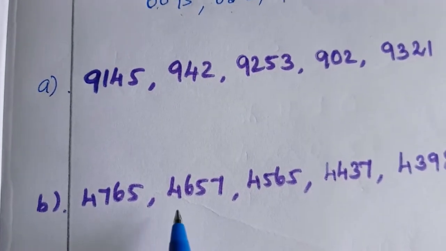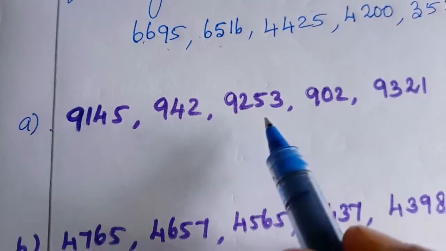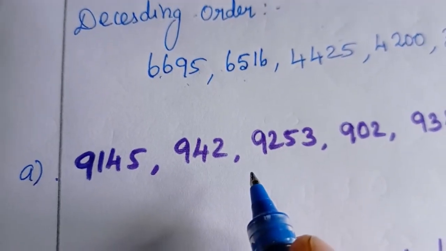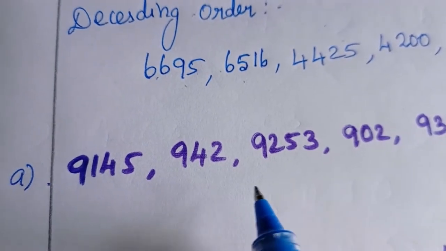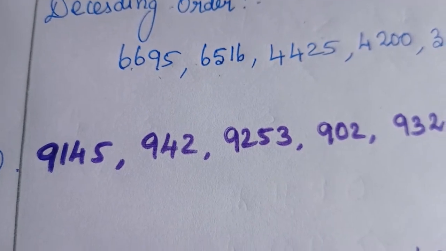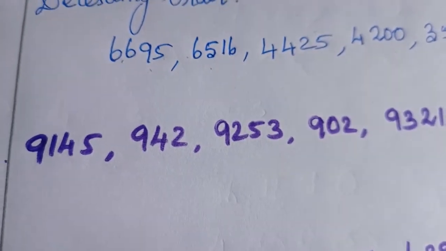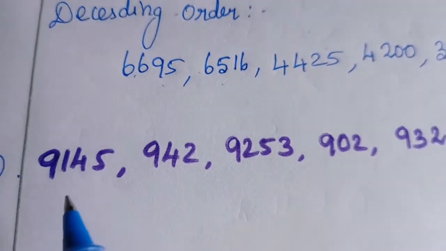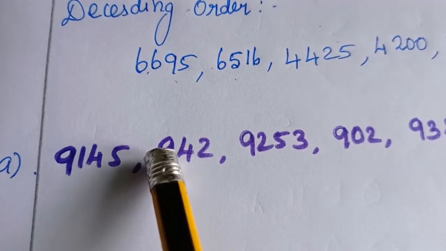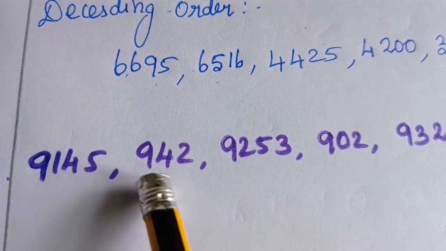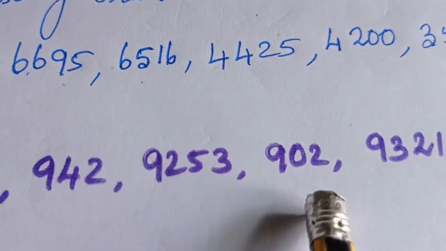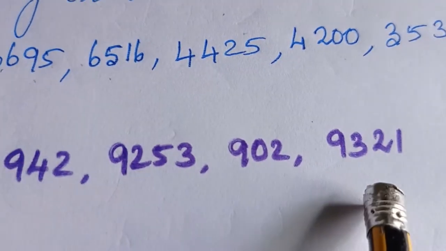Children, please look at this. Arrange the following numbers in ascending order. Okay, what is ascending order? Arrange the numbers from small number to big number. Okay? So what do you want to do first? Check their digit values. Okay children? So this number has 4 digits and this number has 3 digits. This number is 4 digits. This number is 3 digits and this number is 4 digits.